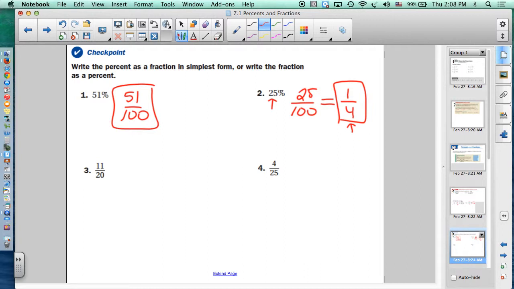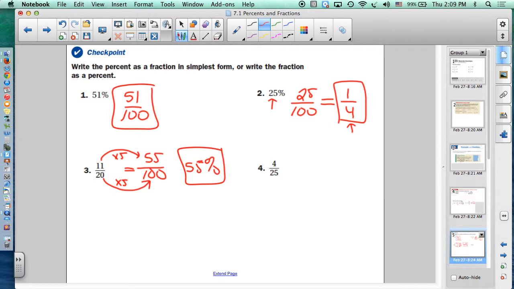Now we're going to take a few fractions and change those into percents. So again, I don't care what 11 over 20 is. I need to write this as some sort of a fraction over 100. So hopefully I can remember that 20 times 5 gives me 100. So if I multiply times 5 on the bottom, I also have to remember to multiply times 5 on the top, and 11 times 5 would give me 55 over 100. And because it's over 100, it's now a percent.